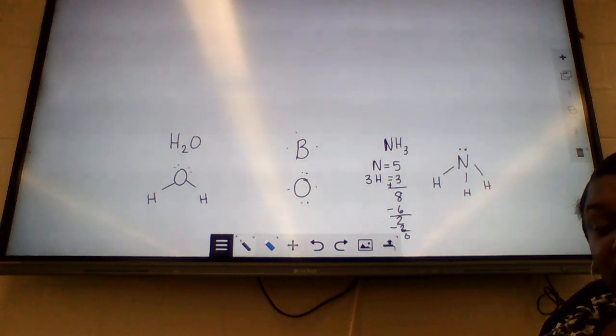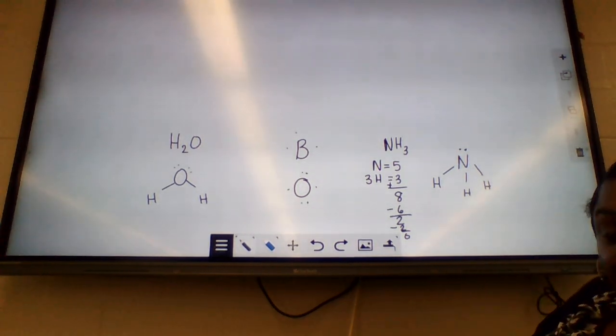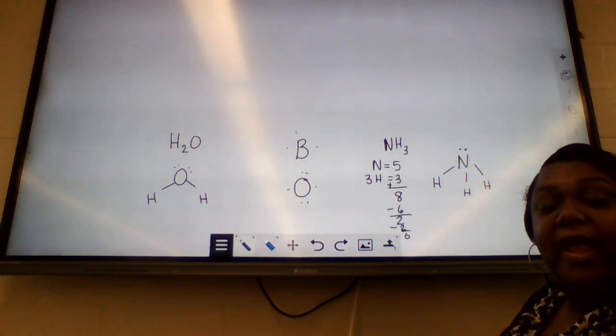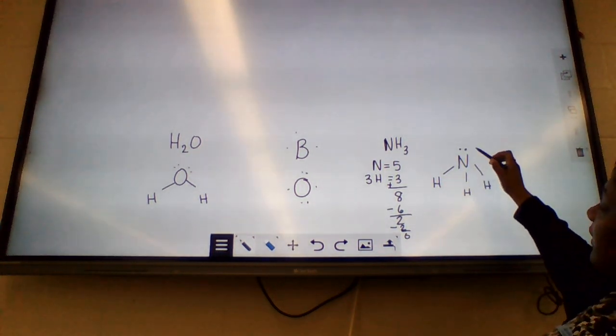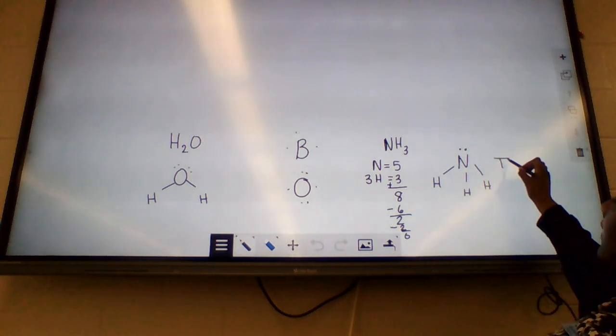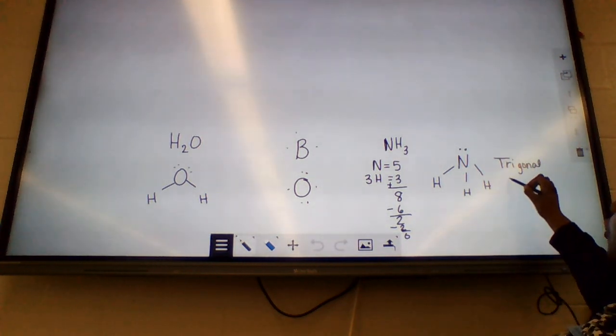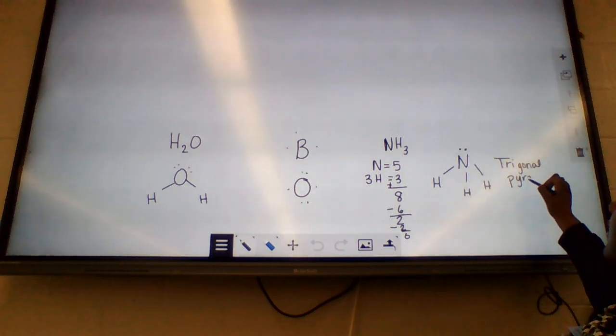Now, because of this, we would expect that the orientation should be tetrahedral. And again, that's because of the 4 pairs of electrons around the central atom. But what we actually find is that this molecule actually forms a trigonal pyramidal orientation.